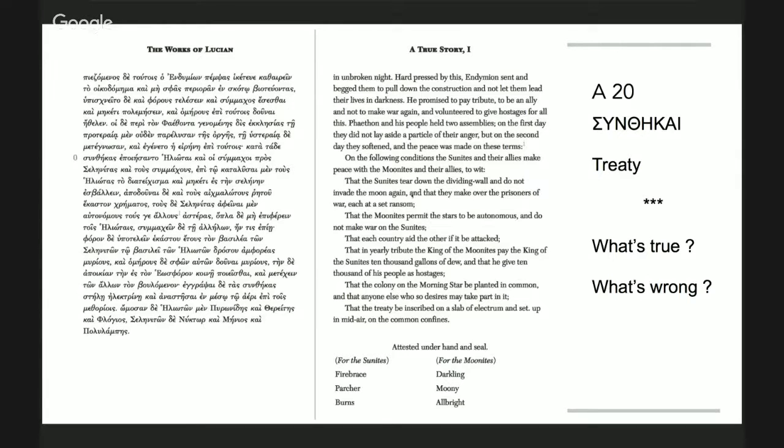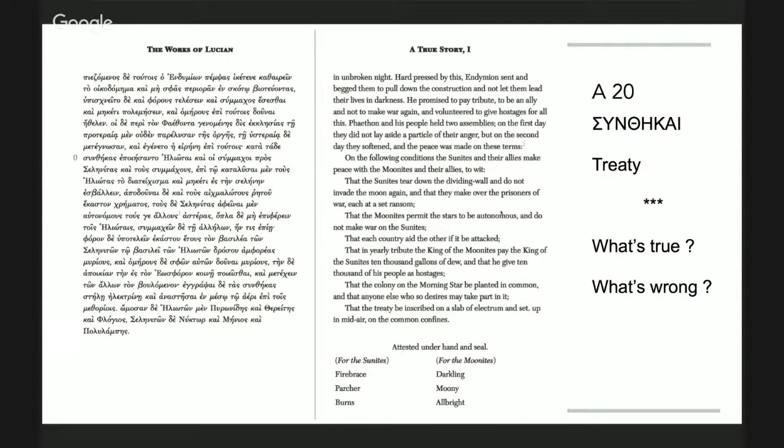So maybe you had time to read the text in translation, at least during the time I was making my introduction. So what are syntekai? It's treaty, alliance, and it happened in the Greek world after a war, of course, and here it's the end of the war between the people of the moon and the people of the sun.